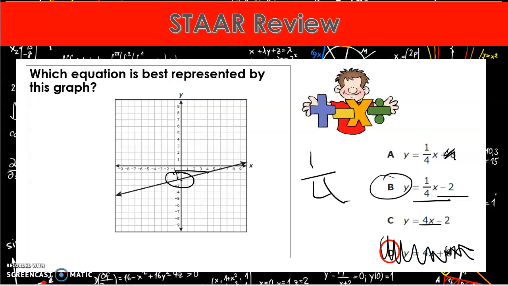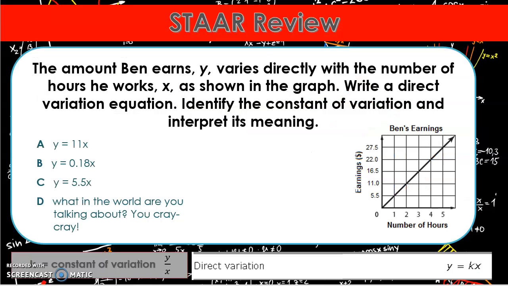And then this one says 4x. That would be going up 4/1. So you have to know your y goes on top of your x, okay? Every time, your y on top of your x.